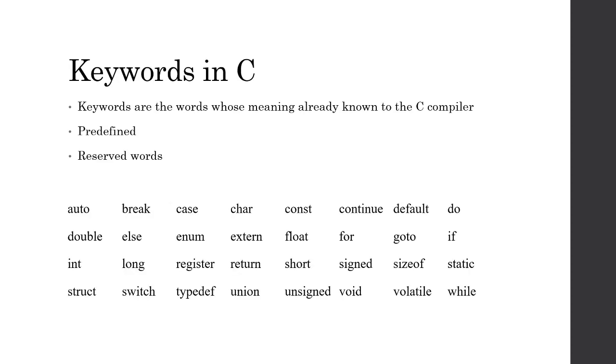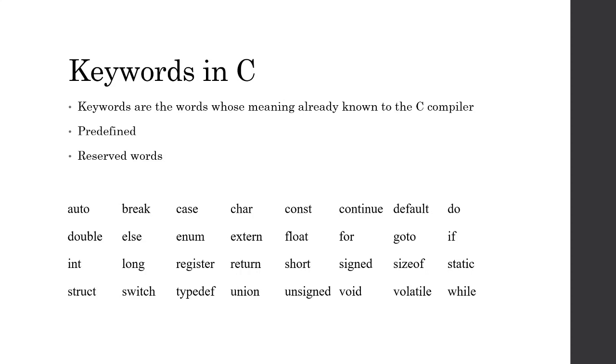And the next concept is keywords. So keywords are the words whose meaning is already known to the C compiler. So they are already defined and they have the specific meaning. For example, char, int, short. So there are 32 keywords in the C. So they have their predefined meaning that is known to the compiler. So when we write something like break, तो compiler को पता है कि break करना है, stop करना है.